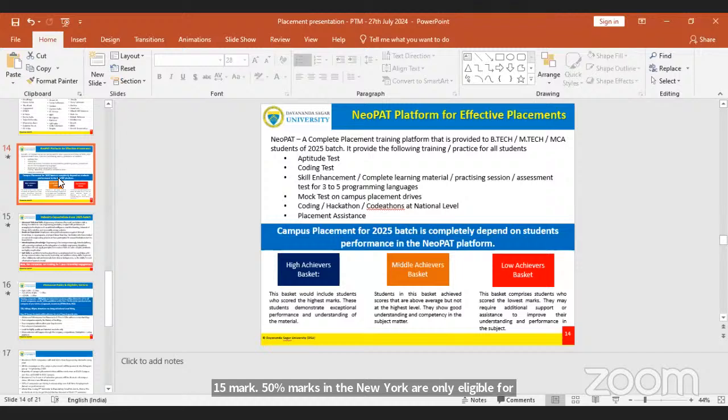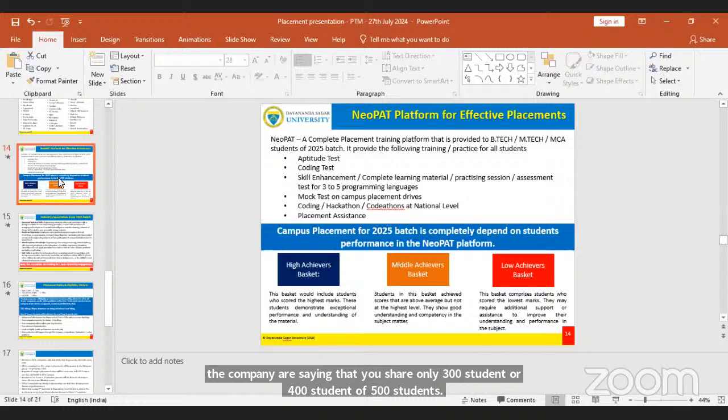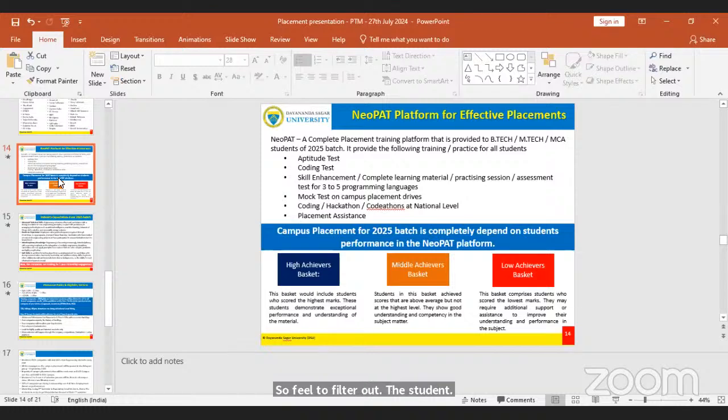Okay. Why we are doing this is, you know that there are totally 3,800 students in engineering, and many companies are not willing to conduct the selection process for 1,000, 2,000 numbers. So the companies themselves are saying that you share only 300 students or 400 students or 500 students. So to filter out the students, what we are doing, one is the eligibility criteria of 10th, 12th or whatever, the CGPA and backlogs.